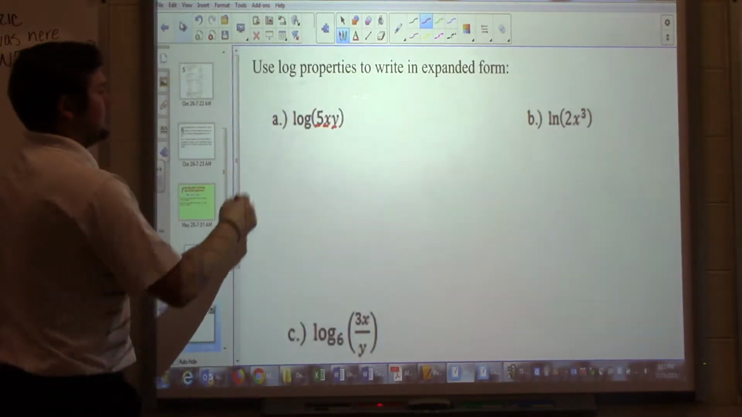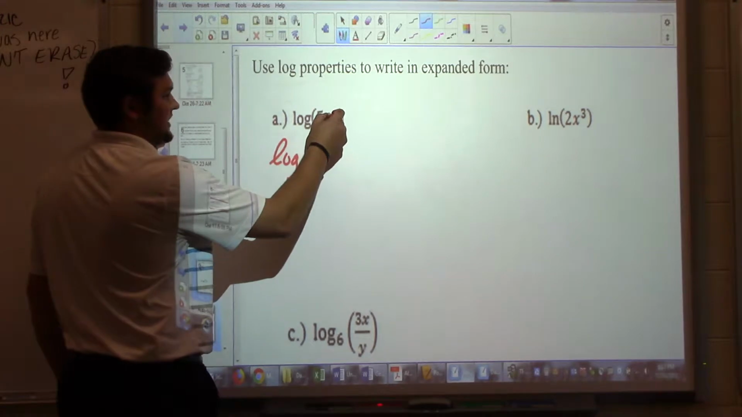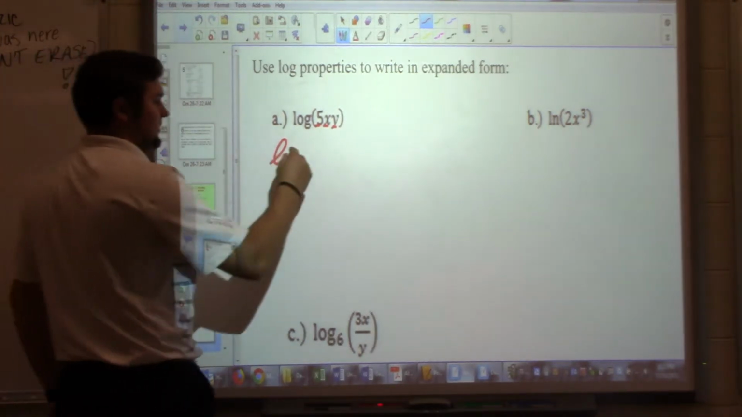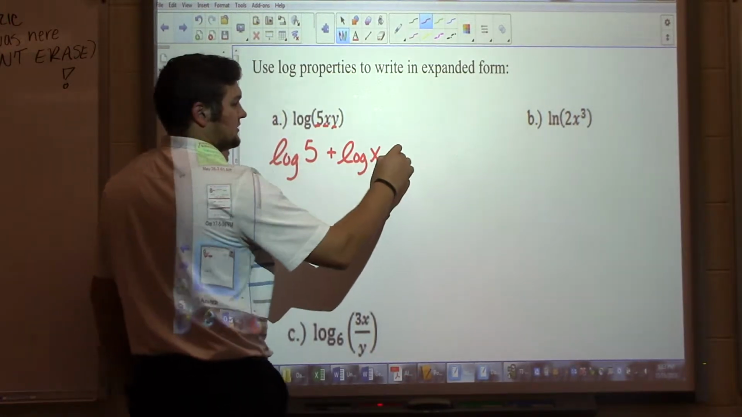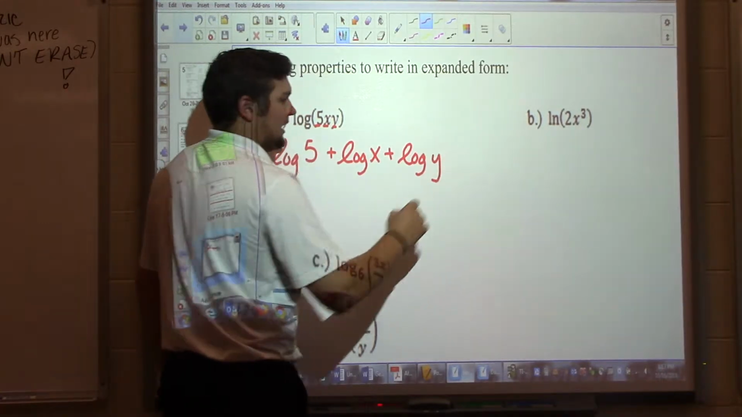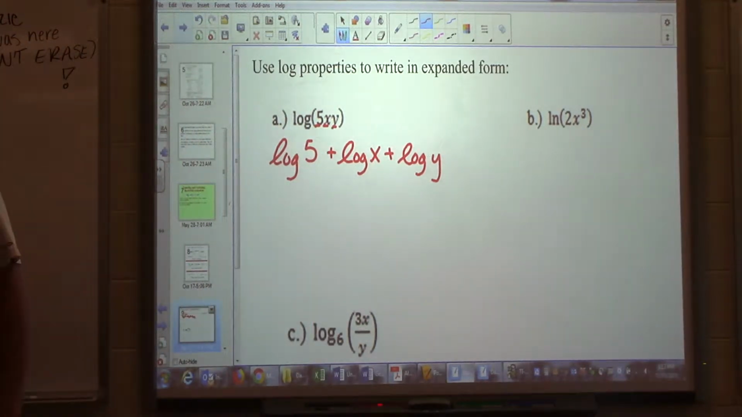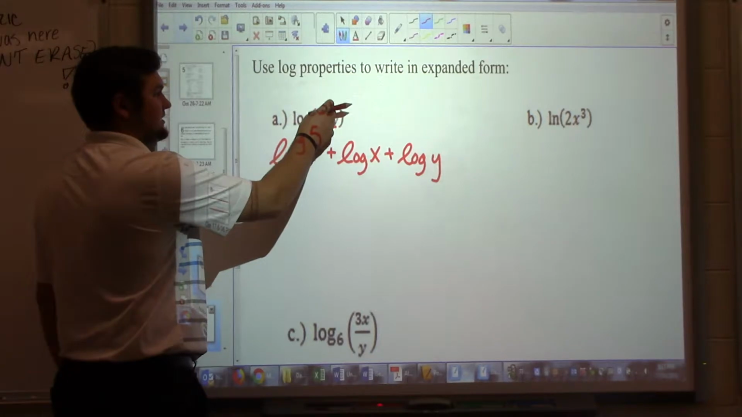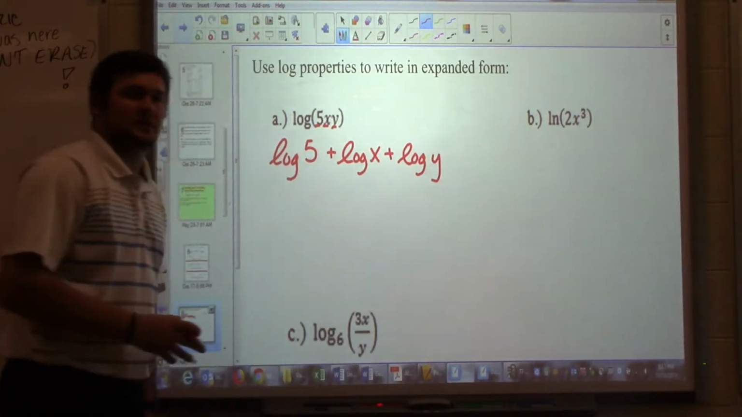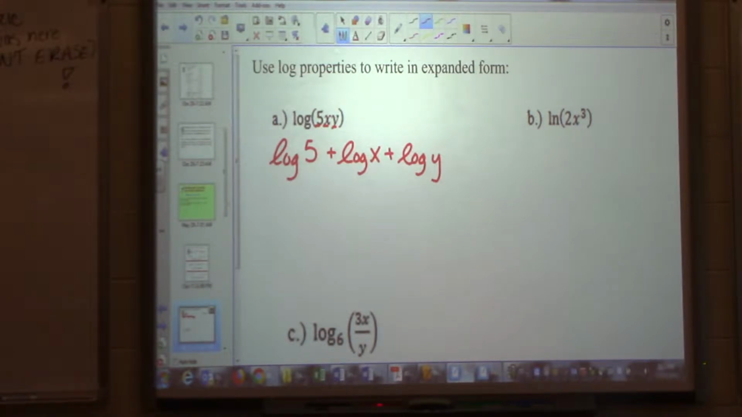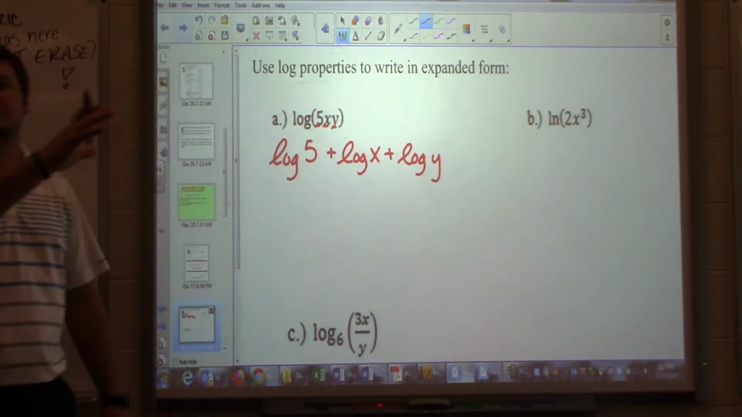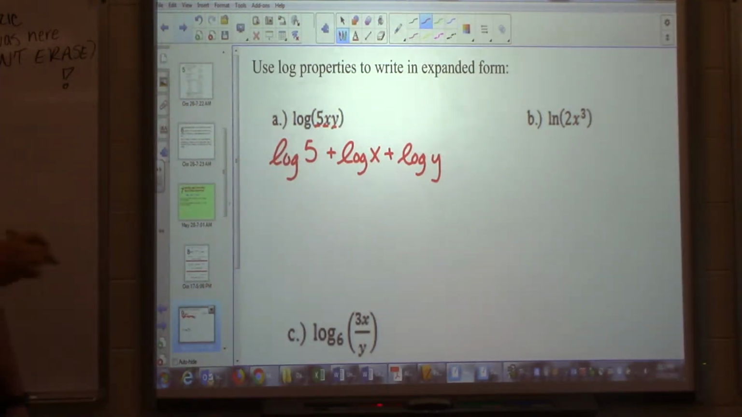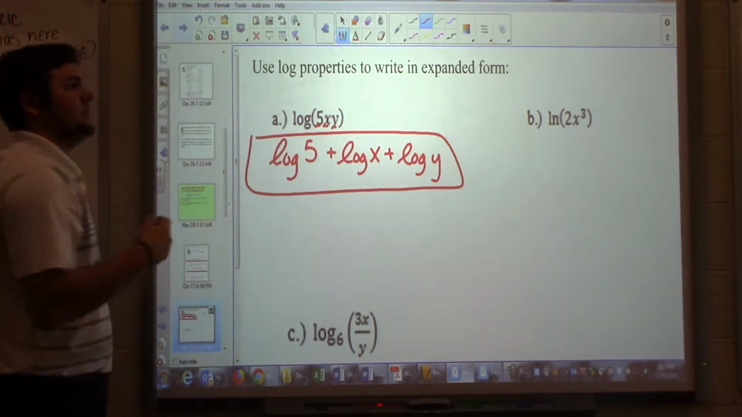So let's do that. I have log 5 times x times y. I'm going to separate all of them. It becomes log of 5 plus log of x plus log of y. Does that make sense? So if I have multiplication inside my log, I can split up each piece into different logs and I can turn it into addition. Any questions? So the next thing, I'm just going to look and see, do I have any more multiplication, exponents, or division in there? No. So that's my final answer then. That is completely expanded.